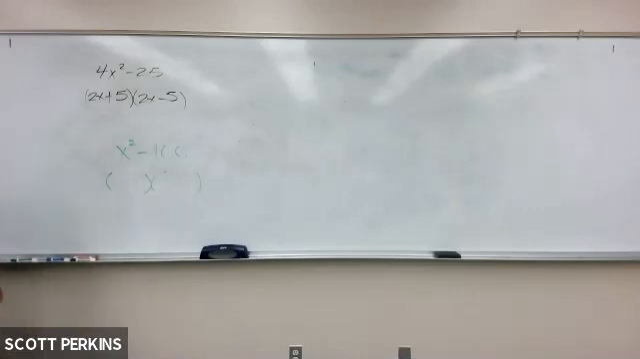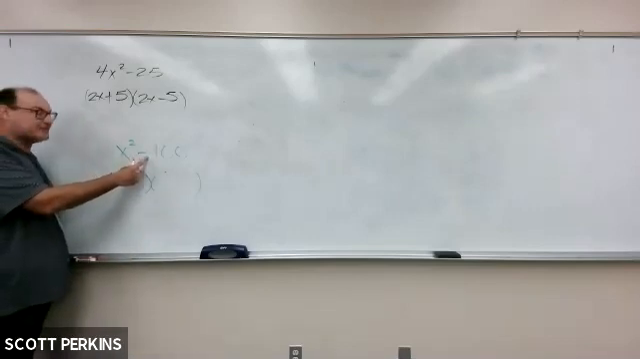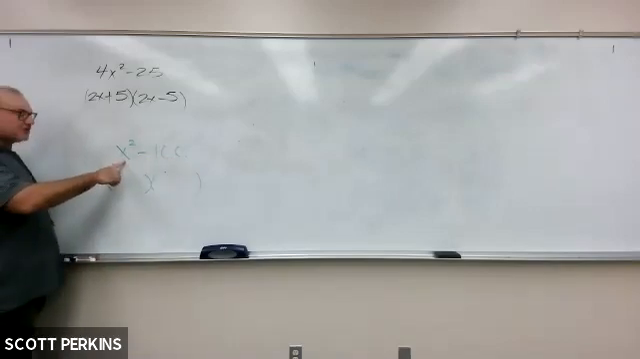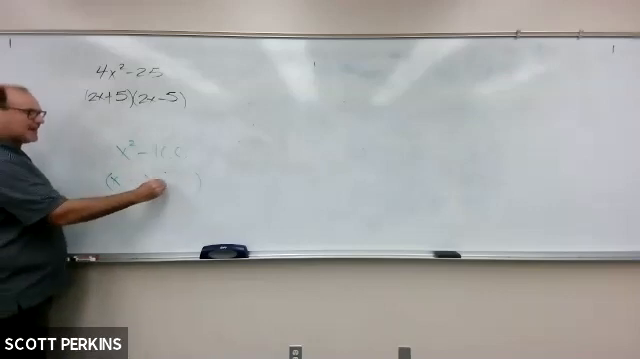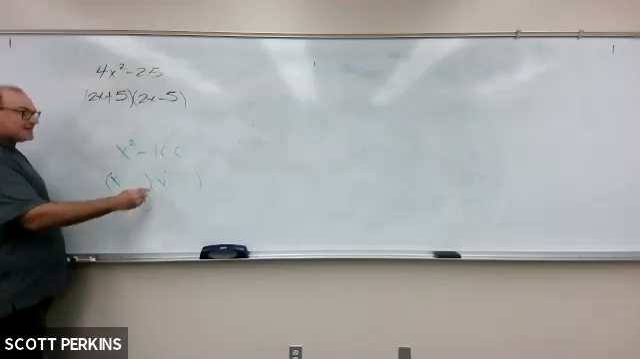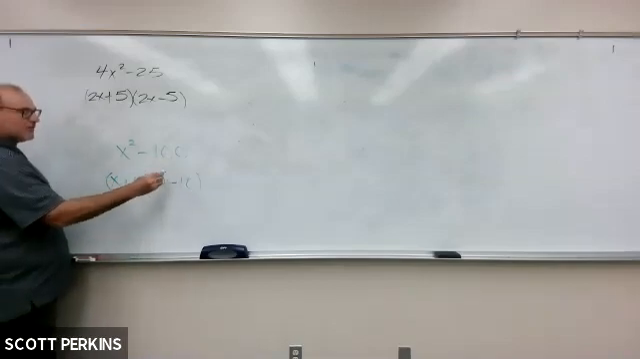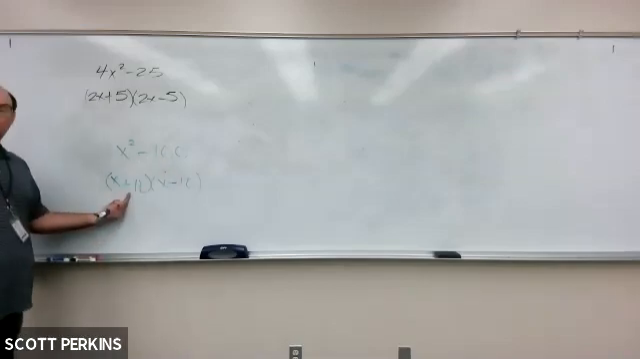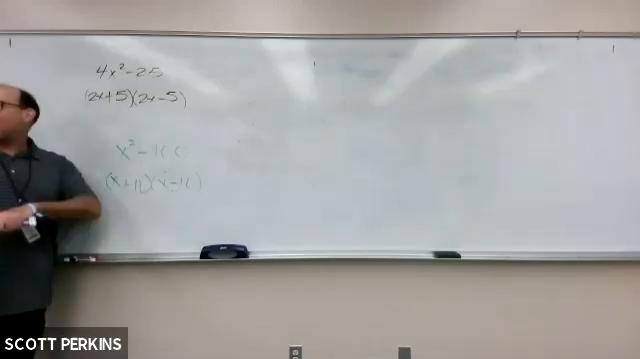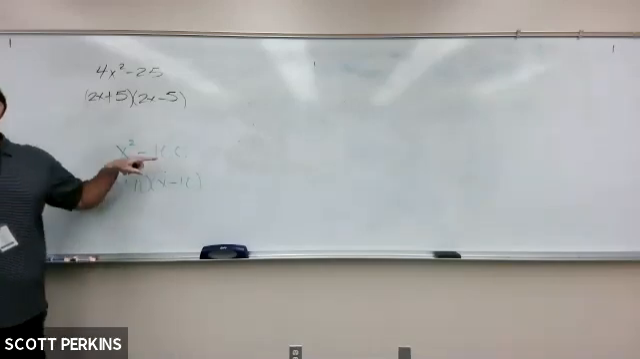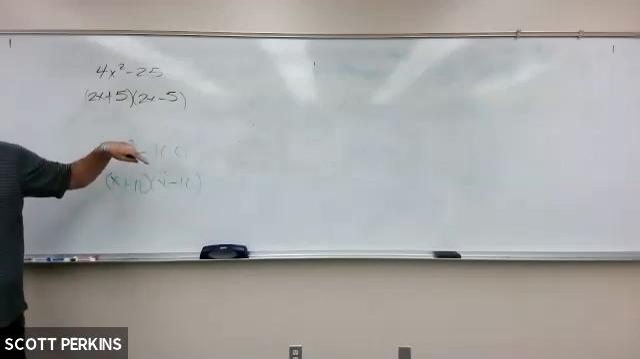X squared minus 100 is indeed a difference of squares. It's a subtraction, so it's a difference. 100 is 10 times 10, so here we go. My firsts, x squared, break down to x times x. My lasts, 100, 10 times 10. And then you make one of them positive, one of them negative. It doesn't matter what order. If you put the negative here and the positive here, it absolutely does not matter at all. Done.